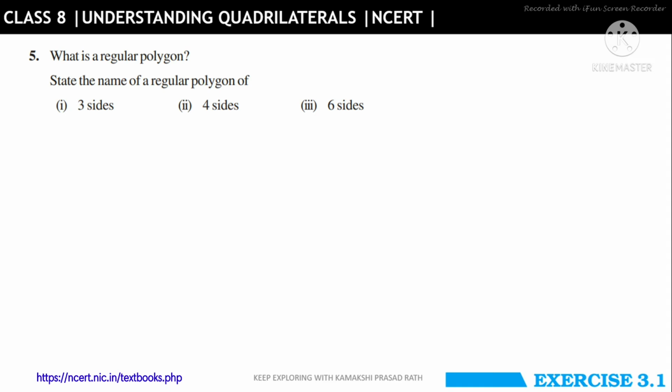What is a regular polygon? When you say regular polygon, it is a polygon with all the sides and angles of equal measurement. So that's the thing. Simple. What is a regular polygon? A polygon with all sides and angles of equal length or equal measure, we can say. So this is a regular polygon.